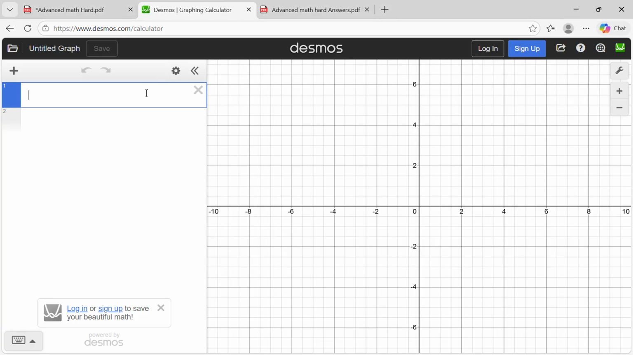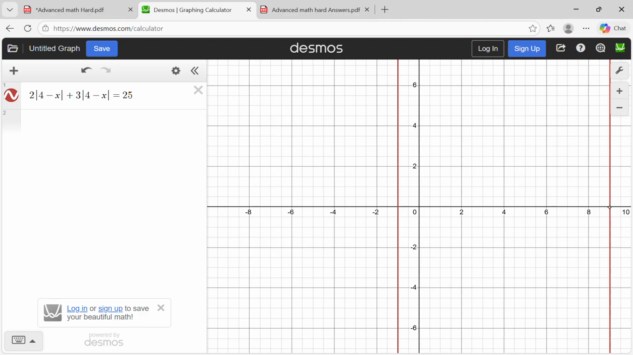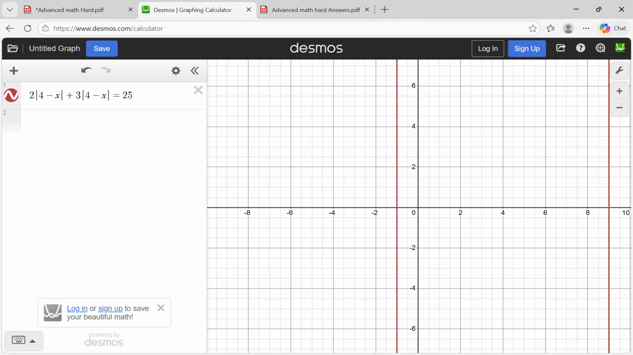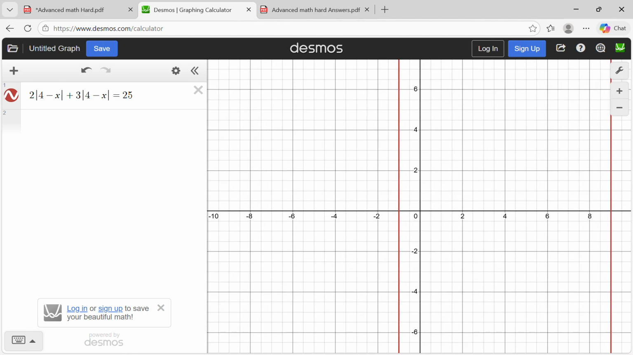Let me type again. So you can see here the same equation. If I type it, this is 9 and this is -1, so it's either 9 or -1. Okay, so that's it.